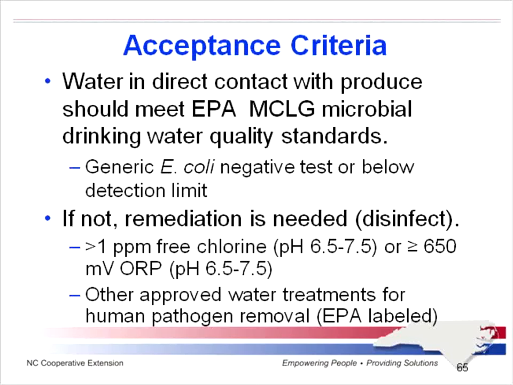Water that comes into direct contact with produce should meet the EPA guidelines for microbial drinking water standards. And we're lucky to have Diane supporting us today. She has given you the link at the end of this document for those water quality standards. That generic E. coli test that we talked about earlier needs to be negative or below detectable limits in order for the water to be used in the packing house.